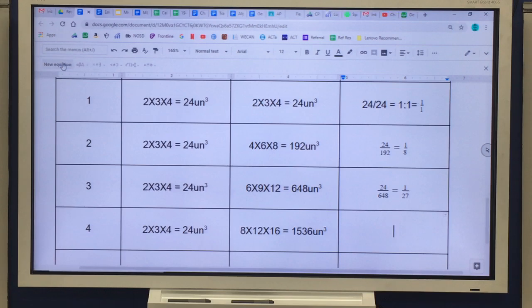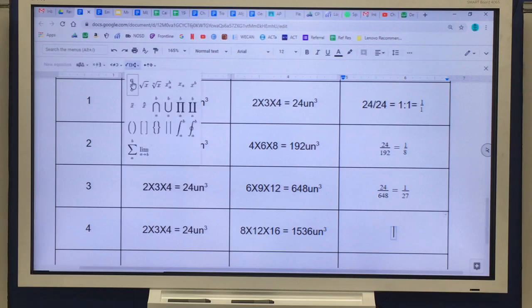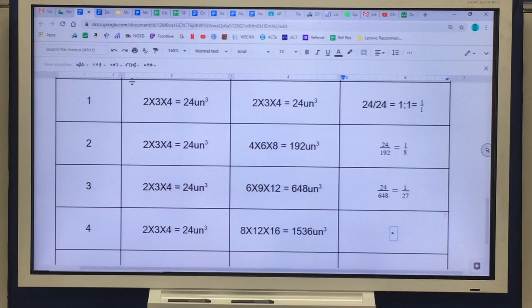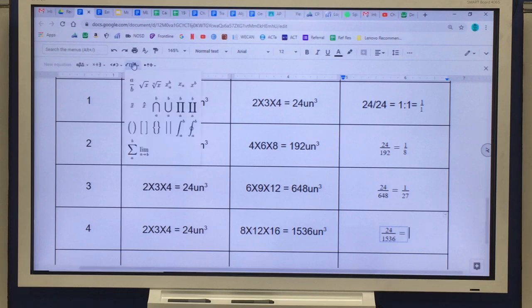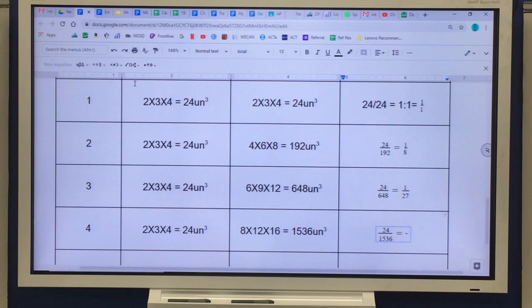So I am going to create another equation. And so I'm just going to put that 24 over the 1536. And that is the same as if I made a fraction. Let's see here. I'm going to do that on my calculator. 24 divided by that 1536 gives me a weird decimal. Math, enter, enter, gives me 1 over 64. That, my friends, is downright interesting.